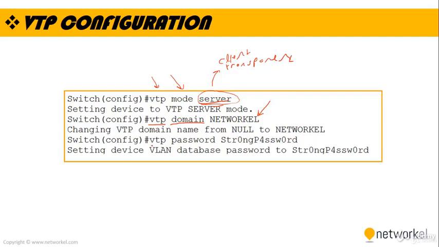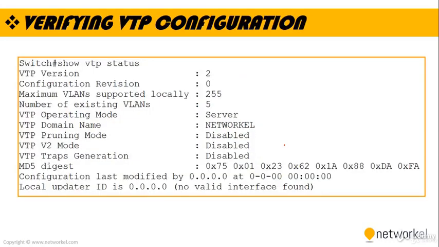Then we can also define a VTP password which should match on the switches to share the VTP advertisements again. And to verify the VTP configuration, we use the show vtp status command, and we can check the VTP version, configuration revision number, number of existing VLANs, maximum VLANs supported locally, VTP operating mode, domain name, pruning mode, and something like that.